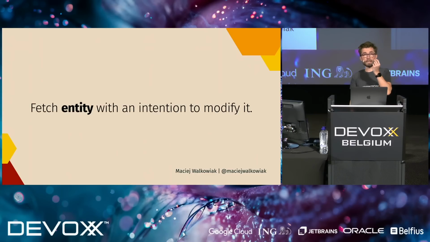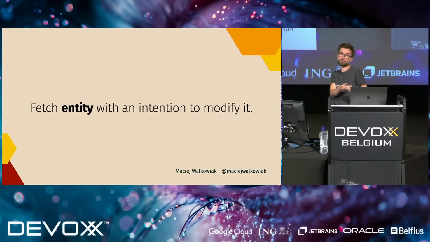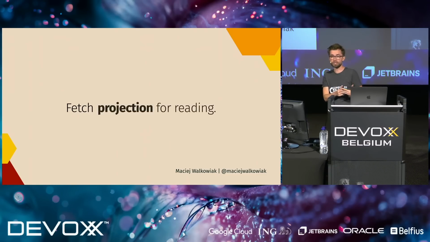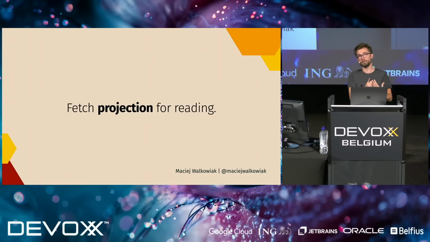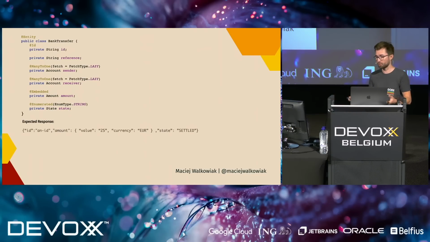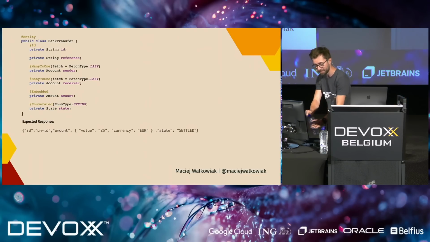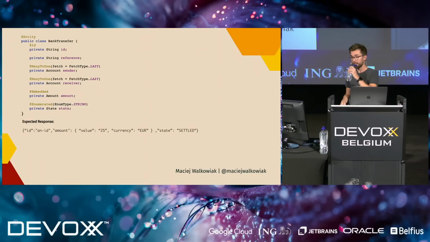So it means that the point of fetching the entity is not to read the data, but actually to modify the data. When we want to modify the data and make sure that we transition the entity into another state, this is where the entity is useful. But when we just want to fetch the data for the sake of reading, like responding to all the GET requests, we should fetch projections instead. And projections are not as popular as they should be, even though there is a very nice support for them in Spring Data.